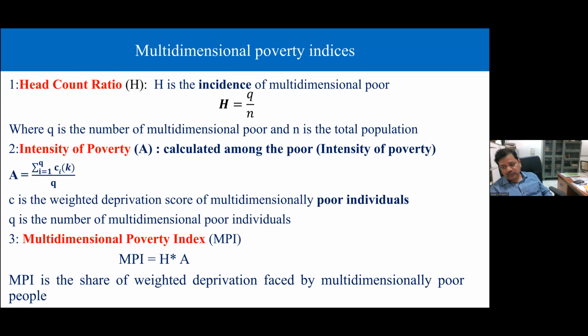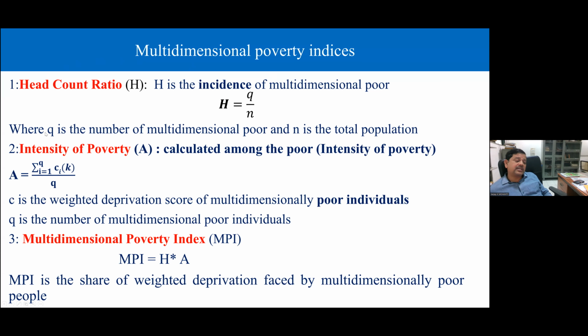and MPI. H is similar to the headcount ratio, as we know in the case of consumption poverty. What we see here is the incidence of multidimensional poverty. This is nothing but the number of multidimensional poor, which is the numerator, and your denominator is the total population. So this is the same as the headcount ratio. This indicator basically gives you the percentage who are multidimensionally poor.